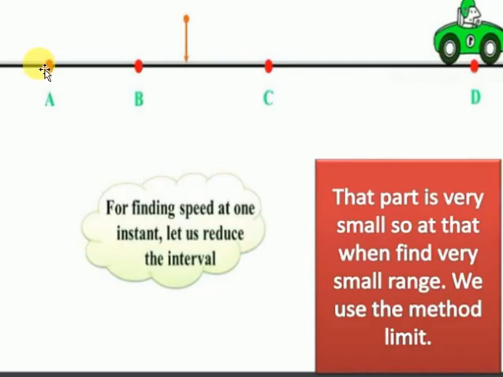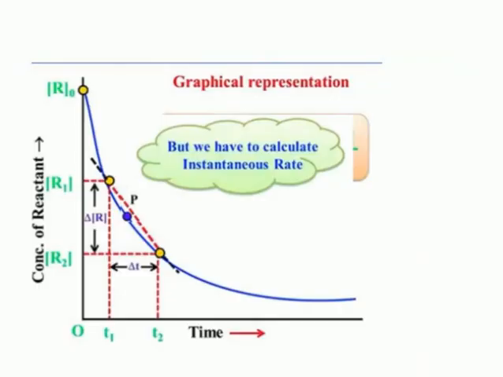We can measure the speed of a chemical reaction over each interval: from A to B how much time, B to C how much time, C to D how much time. For finding the speed at one instant, those different time intervals give the instantaneous rate of chemical reaction. If you want a clear idea, look at this.